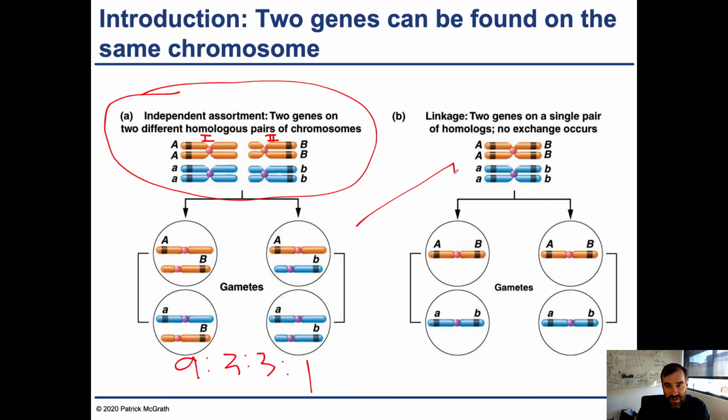Now we're going to switch to the point where the genes are actually on the same chromosome. So there's again 2 different characters. They're controlled by independent genes, but now instead of being on separate chromosomes, these genes are actually on the same chromosome. And so how do you handle that situation? And that's the point of this chapter.